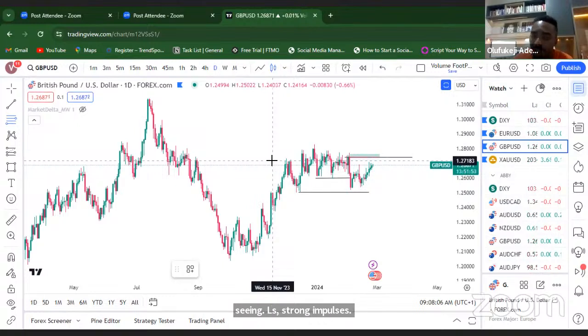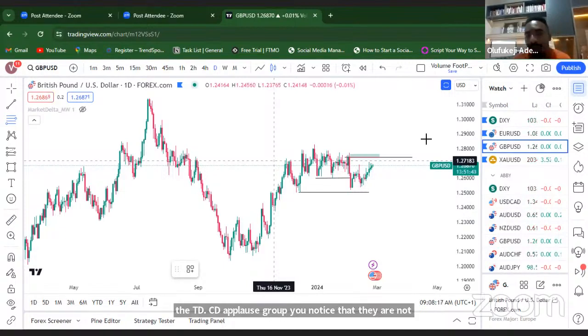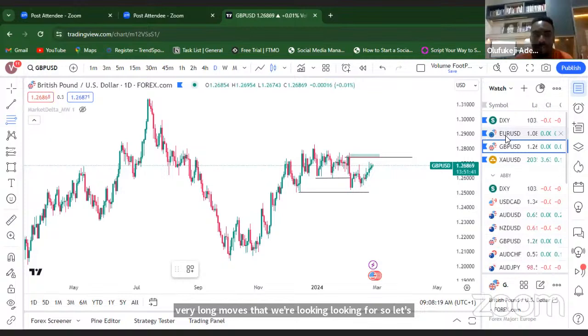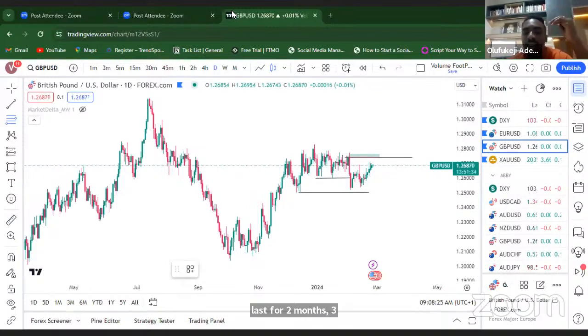So whatever trades you see, especially within the TDA plus group, you'll notice that they are not very long moves that we're looking for. So let's do the same analysis on GU. And these kinds of ranges that last for 2 months, 3 months, 1.5 months, it's usually an interest rate announcement that will change the sentiment.